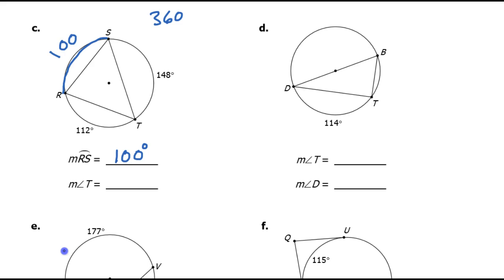So, Stas, what is the measure of angle T going to be? Correct. So this angle is going to be 50. When it's on the circle, the angle is half the arc. So we know that's going to be 50.